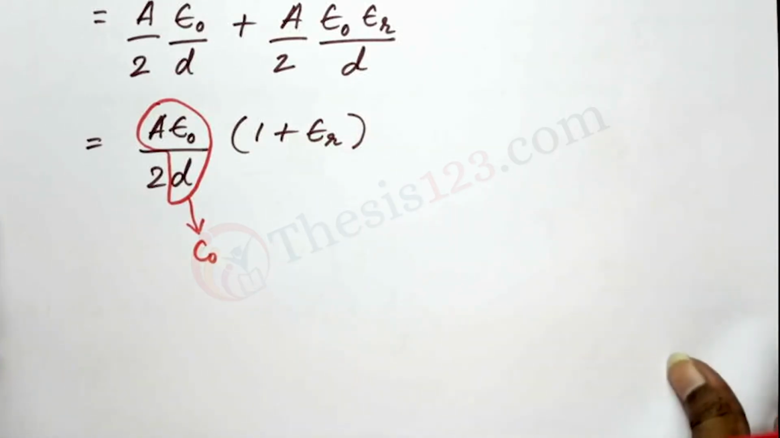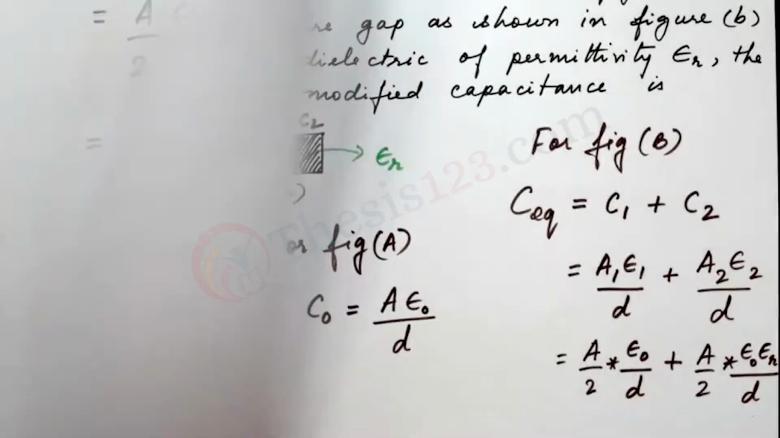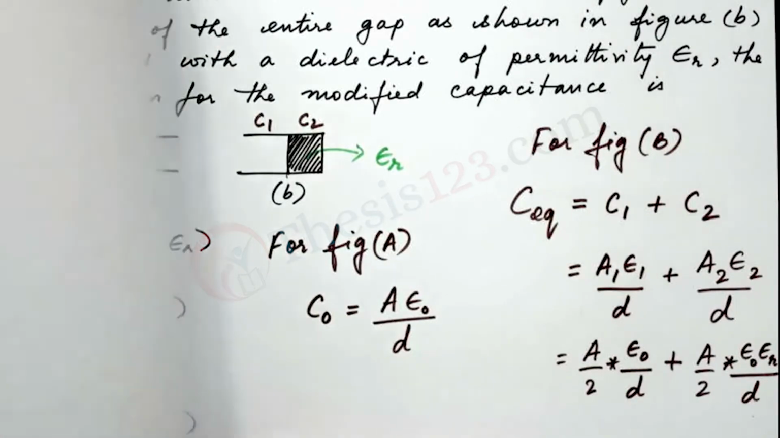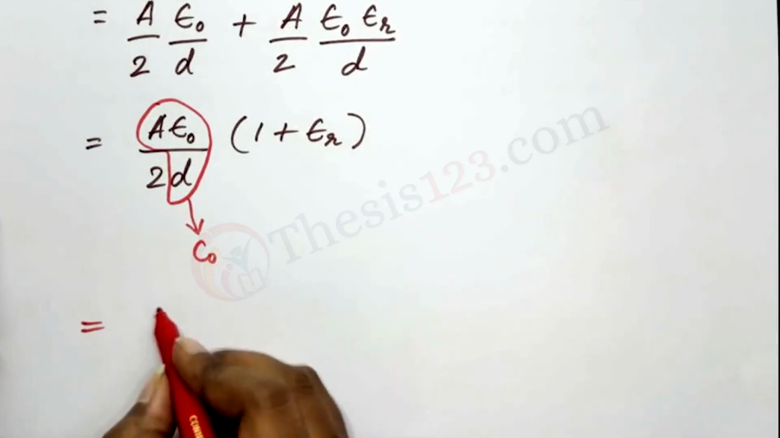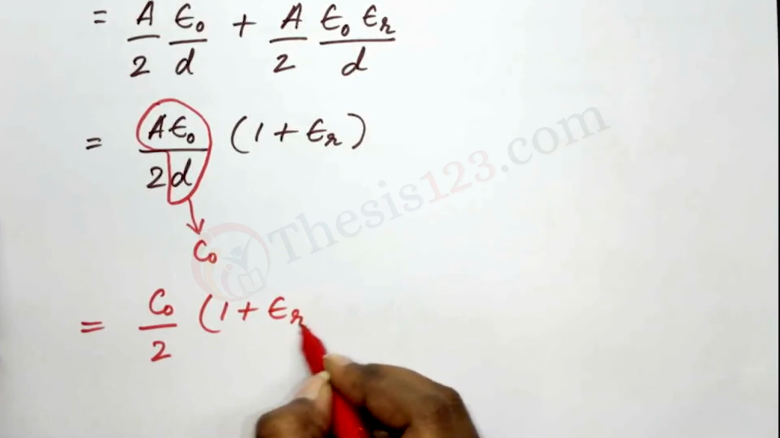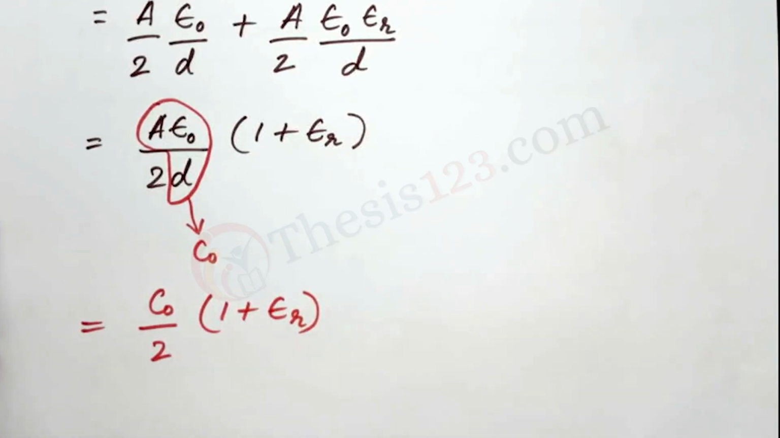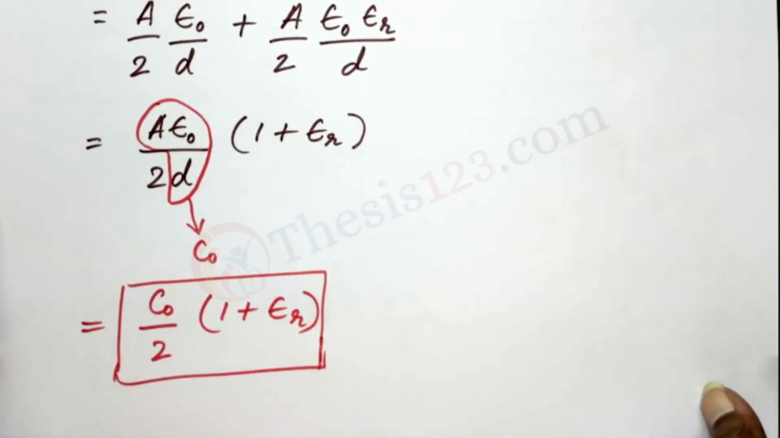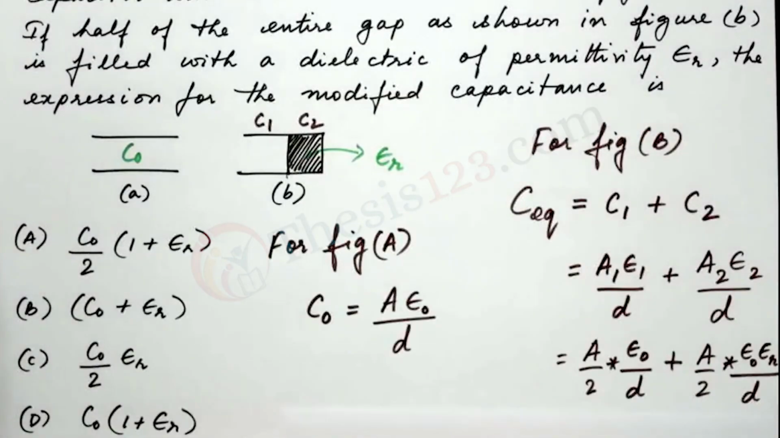This is the capacitance for figure 1, if you will notice, right? So we are substituting that part here. We can note this down as C naught divided by 2 into 1 plus epsilon r. So this is the modified capacitance of the capacitor given to us in the question. That's C naught by 2 into 1 plus epsilon r. Let's check and see which option it matches. It matches option A. So this is the final answer.